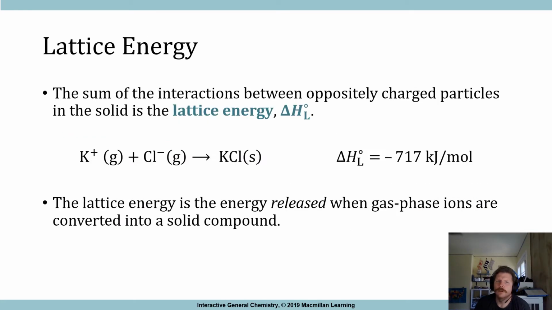So to reconcile that, the sum of the interactions between oppositely charged particles in the solid is the lattice energy, delta H naught sub L. That's negative 717 kilojoules per mole when we're going from gaseous K plus and Cl minus to KCl solid. The lattice energy is the energy released when gas phase ions are converted to a solid compound.